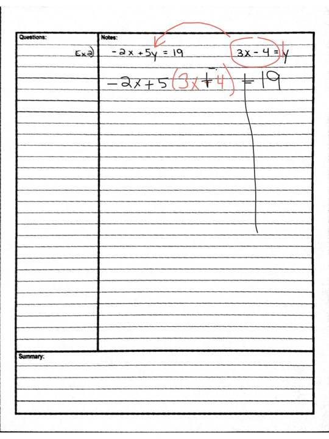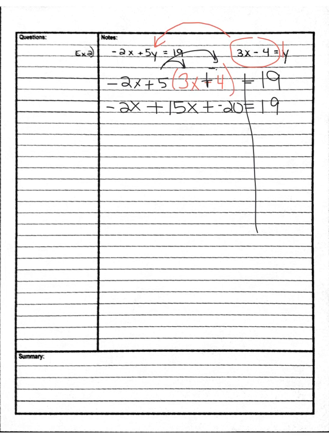Step 3 would be apply the distributive property. So we're reviewing kind of solving equations here. When I apply the distributive property, 5 times 3 is just 15x, plus 5 times negative 4 is a negative 20, and that equals 19. And don't forget to bring down your negative 2x in front.